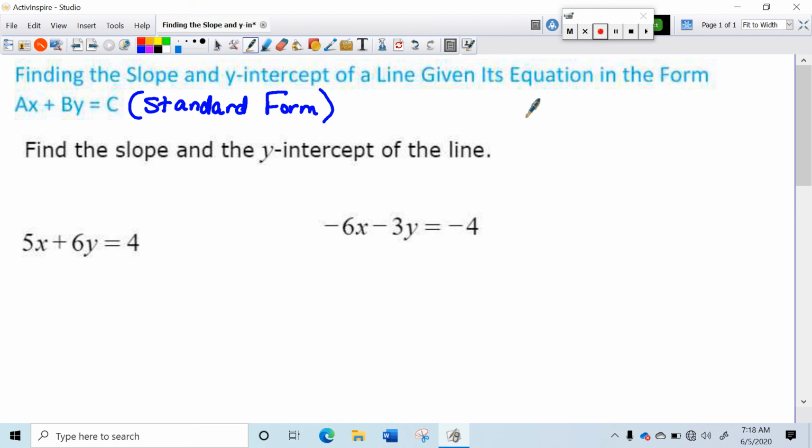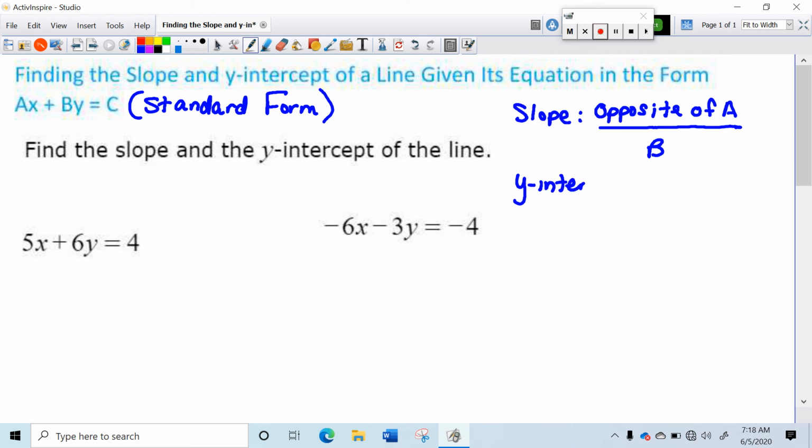Okay, so the slope in standard form is the opposite of a over b. The y-intercept is c over b.